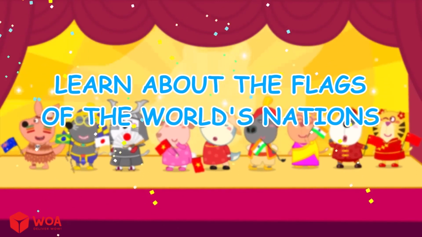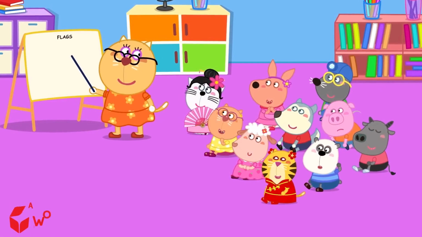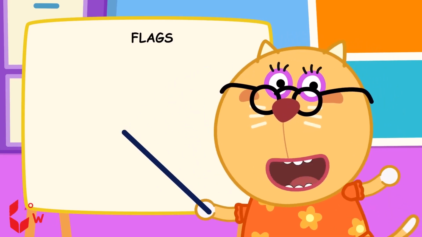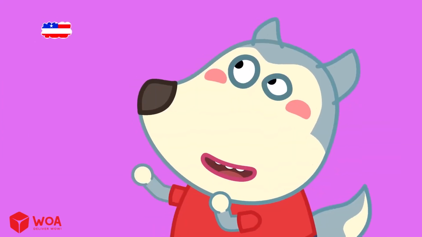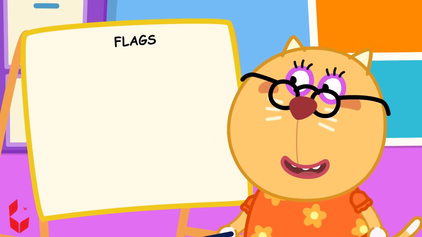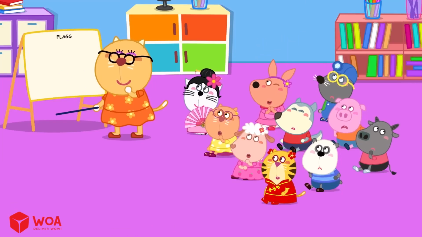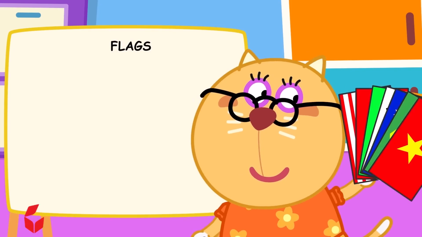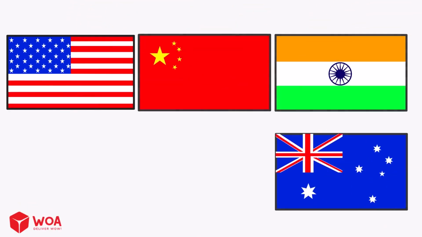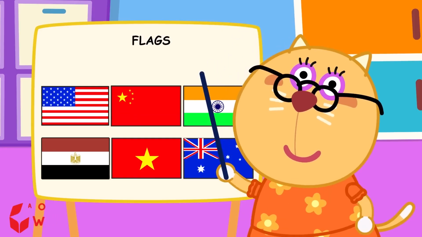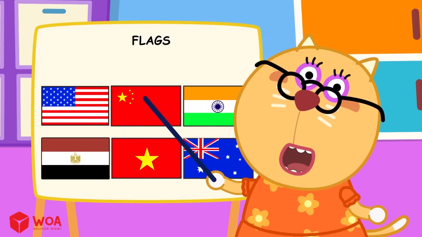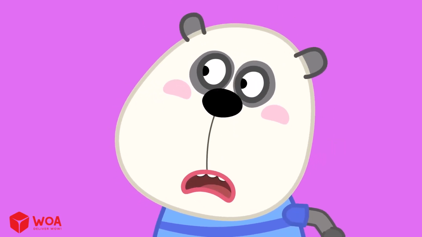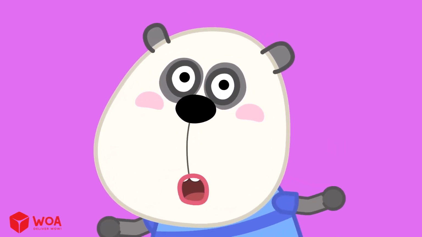Learn about the flags of the world's nation! Kids, today we're going to learn about flags. Do you know what the American flag looks like? Yes, what about Japanese flag? This is American flag, Chinese flag, Indian flag, Korean flag, Vietnamese flag. It's so difficult. Is there any way to remember it faster?